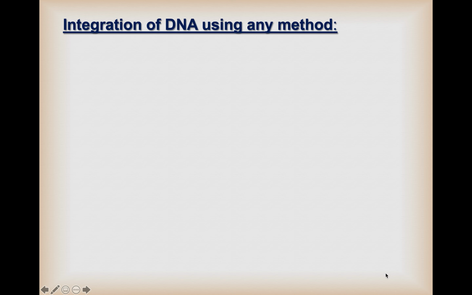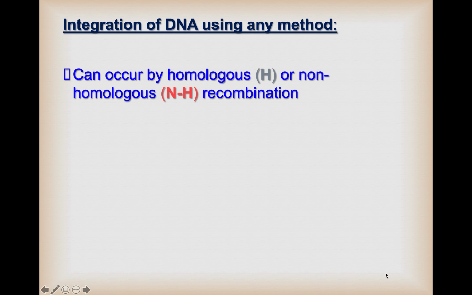But first, let's have a look at how you can integrate or insert your gene using any method. Most of the time it can occur either by homologous, which is denoted by H, or non-homologous, NH, recombination. This recombination occurs a lot during mating, and it is quite common in nature. Actually you couldn't control it, but when you are manipulating or proceeding with recombinant DNA, you could do something about it.